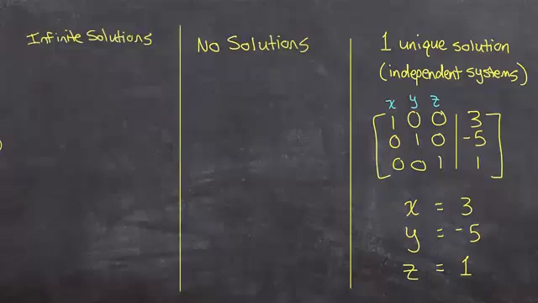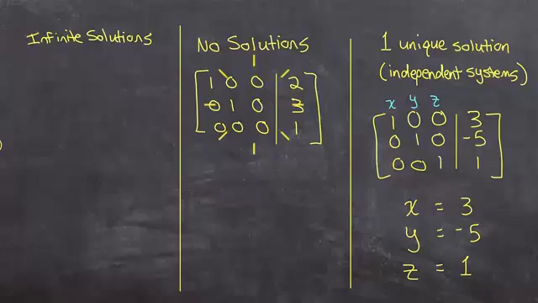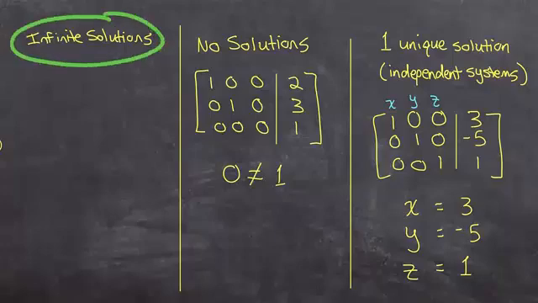Let me start by drawing a matrix that's in reduced row echelon form that has no solutions. I know this matrix would indicate that the system has no solutions by looking at row 3. Based on row 3, I see that 0 would have to be equal to 1. And I know that 0 cannot equal 1, therefore there are no solutions to that system. But what about infinite solutions? Let me draw a matrix that represents that scenario.